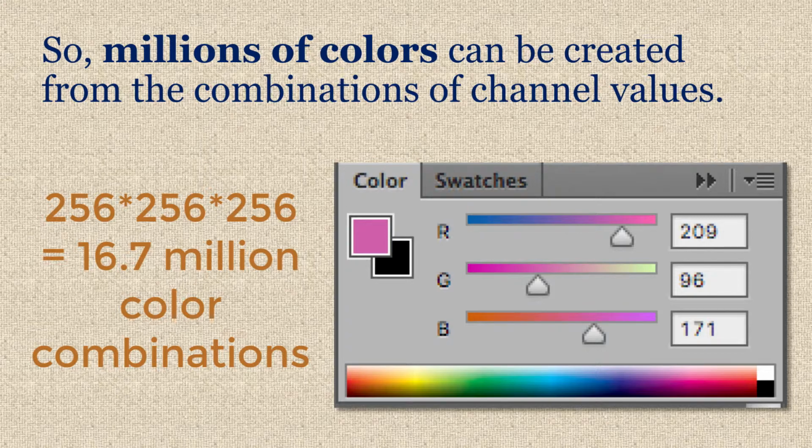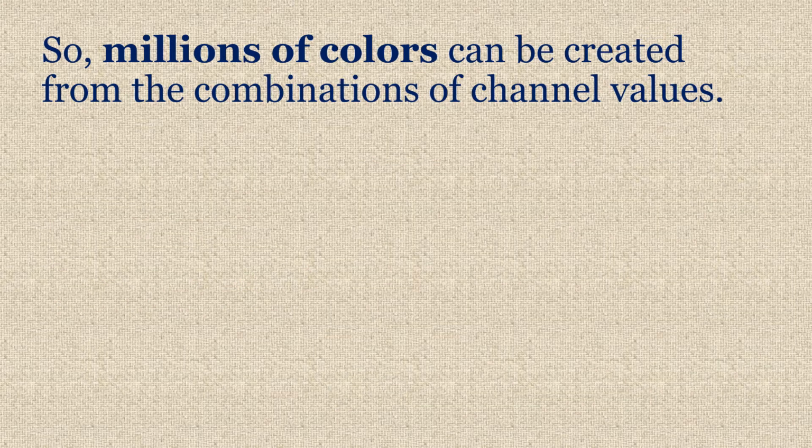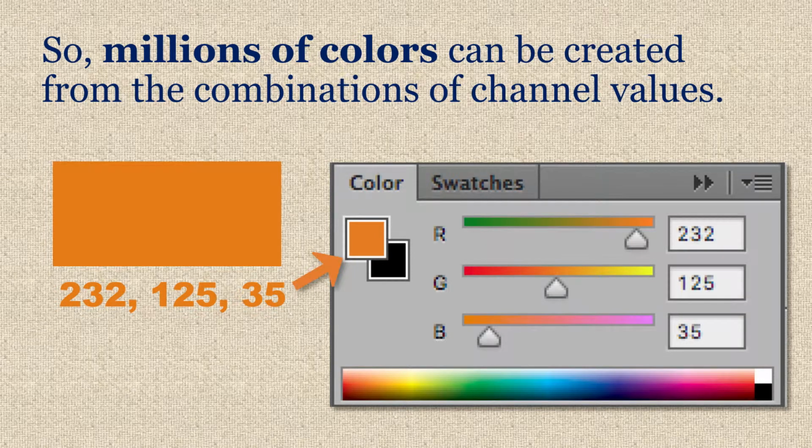So this is a pink, for example. That color happens to be 209, 96, 171. Here's an orange color, which is 232, 125, 35, and you can see it. Since it's orange, there's a lot of red in it. There's also green in it that makes more of a yellowish color. That's how they have orange. And then there's only a little bit of blue light in it. So that makes an orange color, 232, 125, 35.